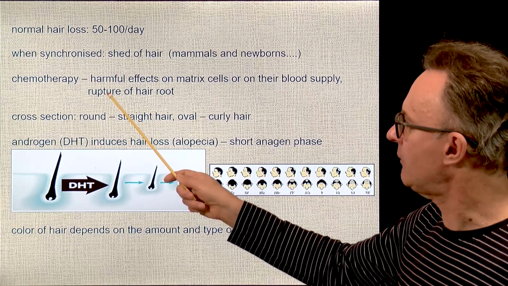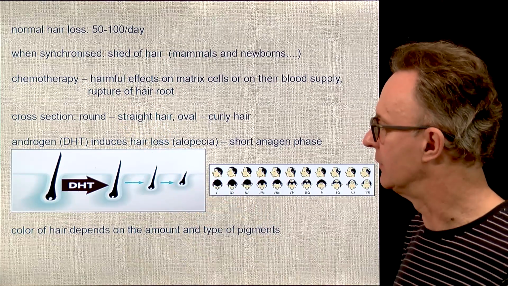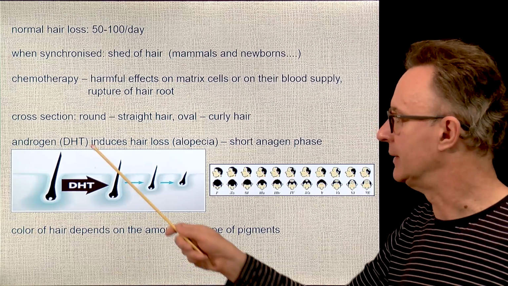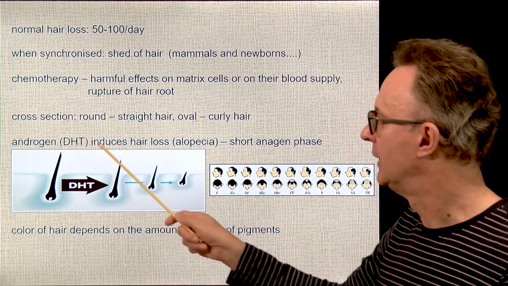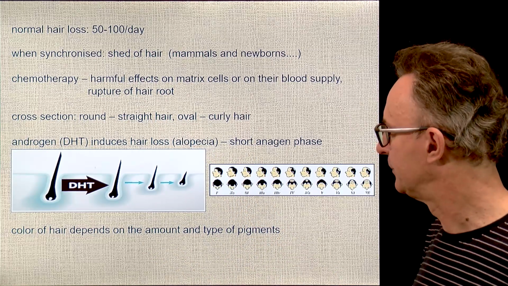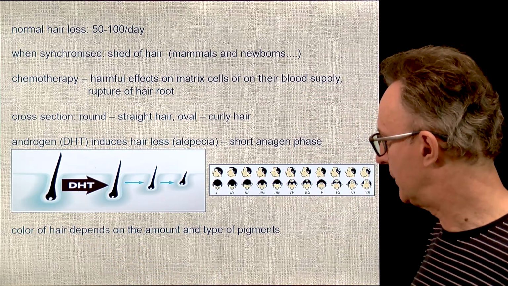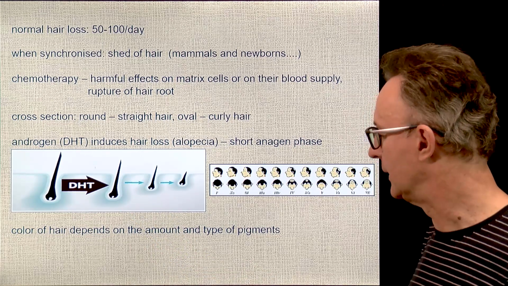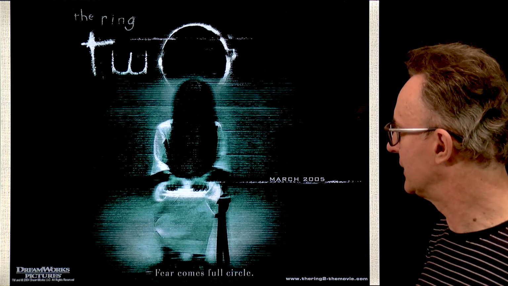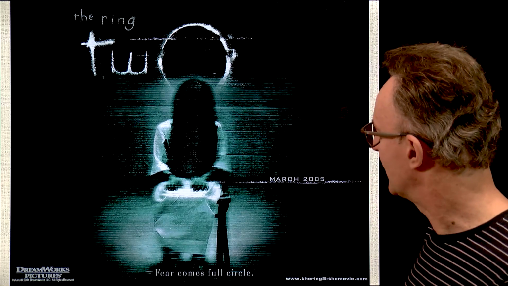And the cross-section, it's interesting. If somebody has straight hair, we have a round cross-section. If we have curly hair, we have an oval cross-section. And the effects of the hormones, the androgens, induce the hair loss called alopecia because of the shorter anagen phase. And the color of the hair, I told you, depends on the amount and type of the pigments, eumelanin and pheomelanin. This is a movie showing the importance of the hair, quite interesting.